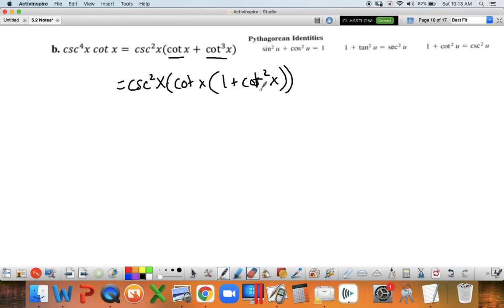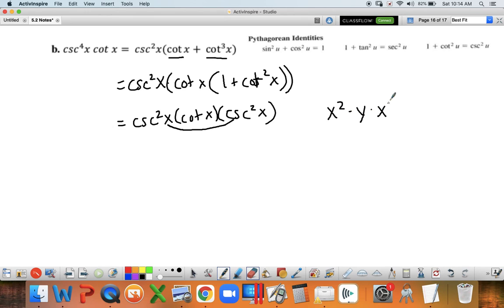Well, 1 plus cotangent squared x is cosecant squared x. So I wind up with cosecant squared x times cotangent x times cosecant squared x. So all this really means is I can combine these two together, right? It's like having x squared times y times x squared. I'm allowed to multiply these together. So I get cosecant to the fourth x times cotangent x, and that's exactly what I was hoping to get to.